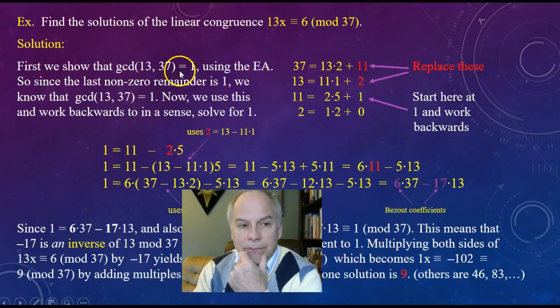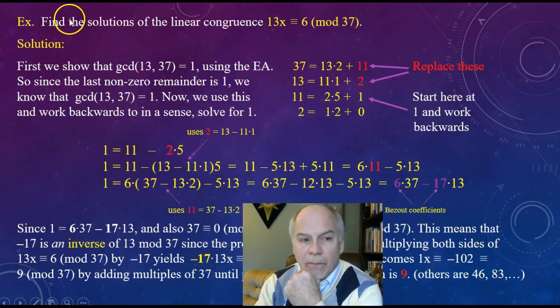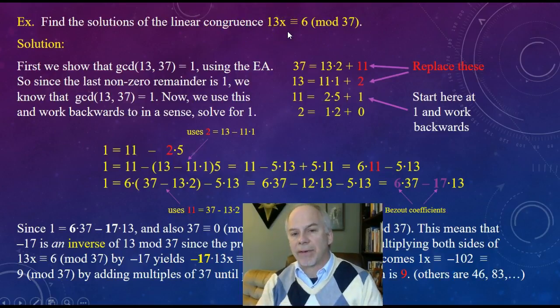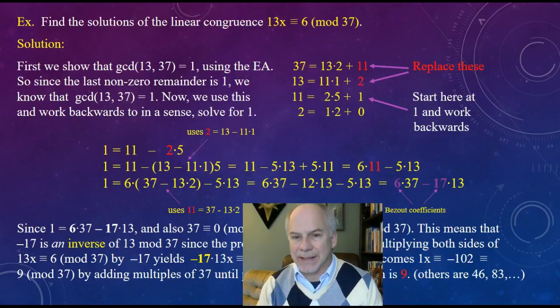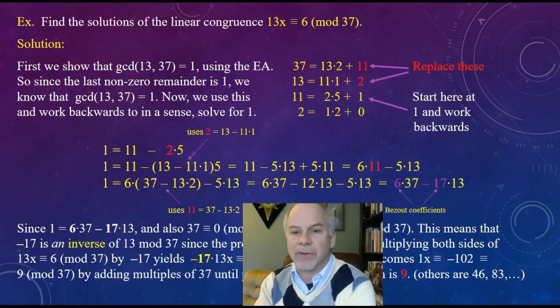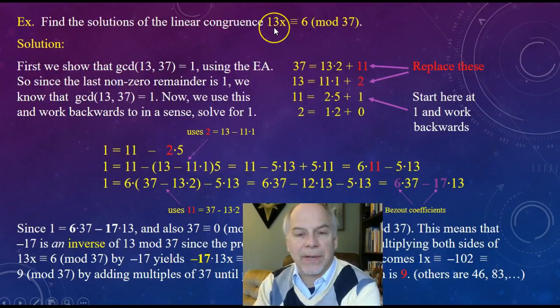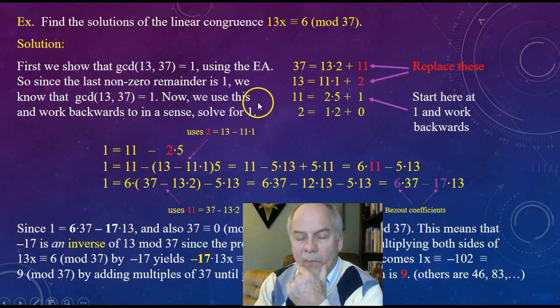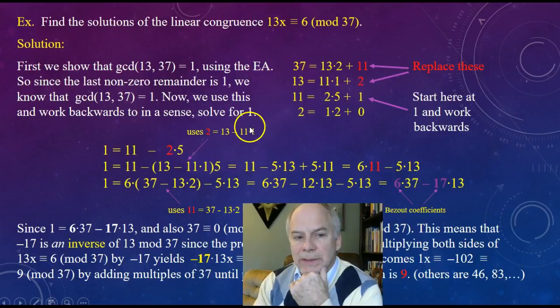All right, so here is an example where the problem says find the solutions of the linear congruence 13x is congruent to 6 mod 37. Okay, so what we have to do is eliminate that 13. But so we need to find the inverse of 13. So here's how you can do it.